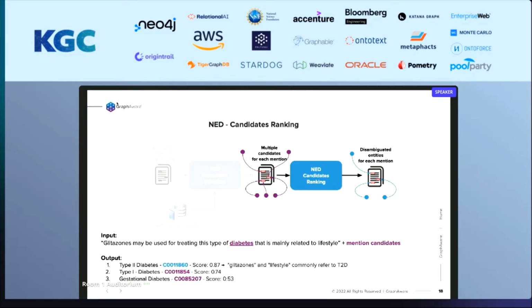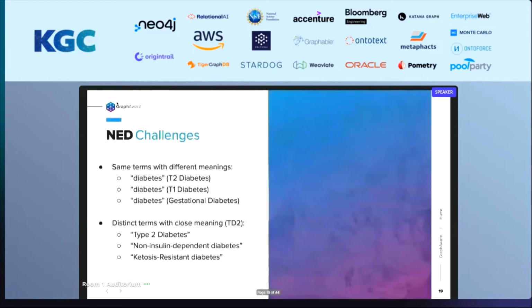So in this example, type 2 diabetes achieves the best results because there are some keywords in the context, like glitazons or lifestyle, that in general refer to this type of disease. If in our sentence we had other words like genetics or, for instance, pregnancy, these words would be a signal for other types of diseases.